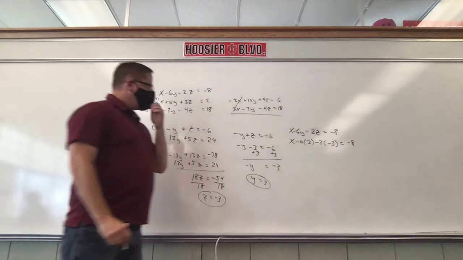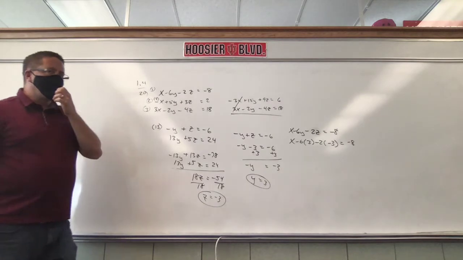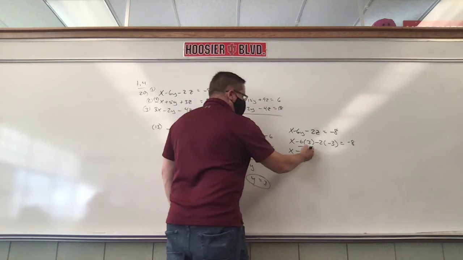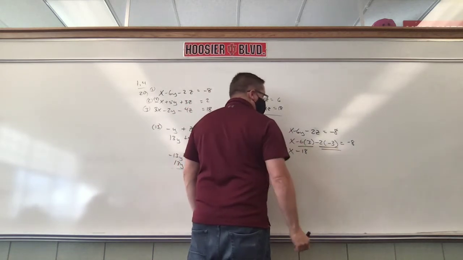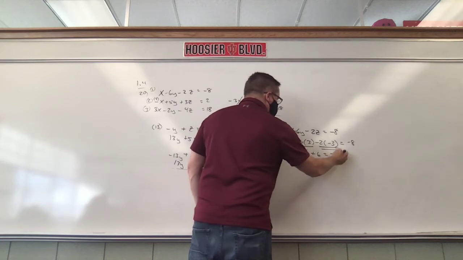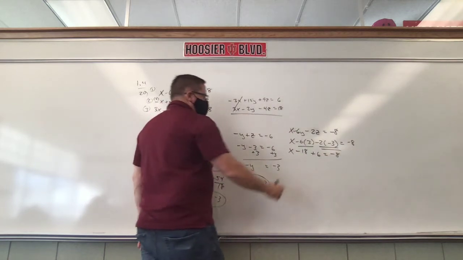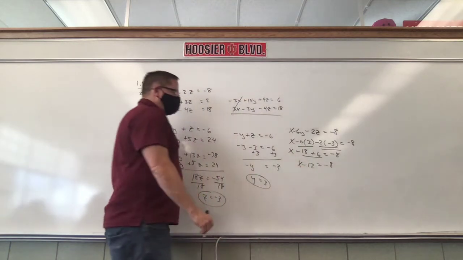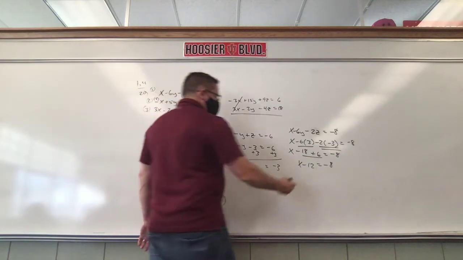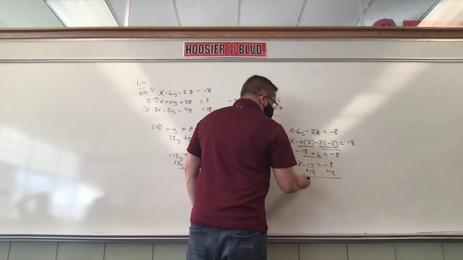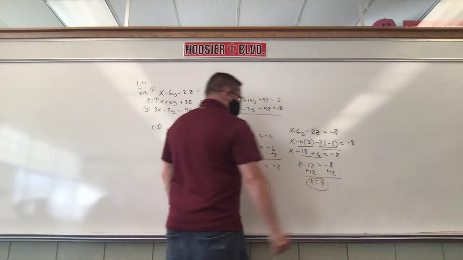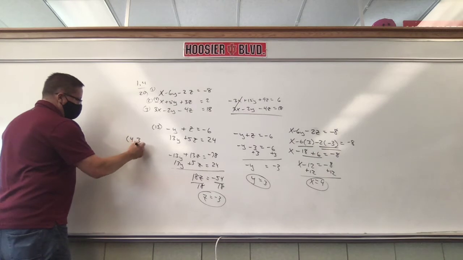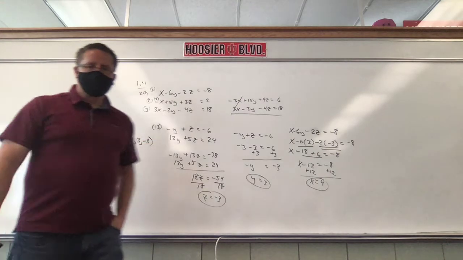Watch these negatives. There's negatives all over the place. We have x. Negative 6 times 3 is negative 18. Negative 2 times negative 3 is positive 6 equals negative 8. Put together negative 18 and 6, and that's a negative 12. So x take away 12 is negative 8. Add 12. X is negative 8 plus 12, which is 4. So the answer is, put them in the right order, 4, 3, negative 3.